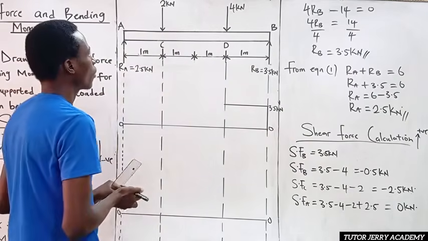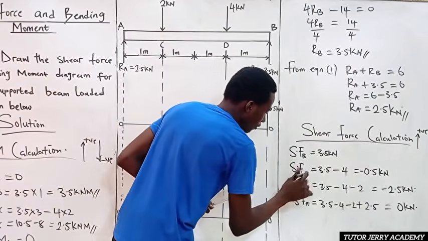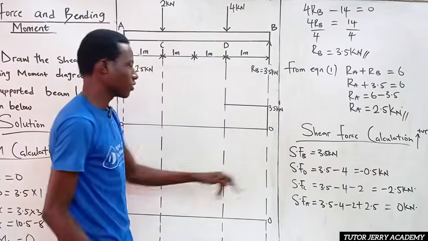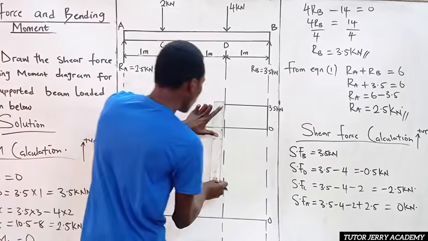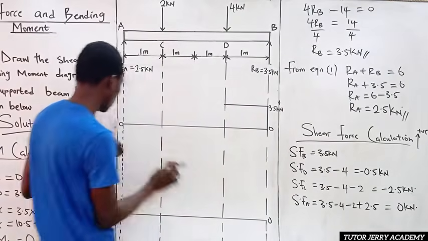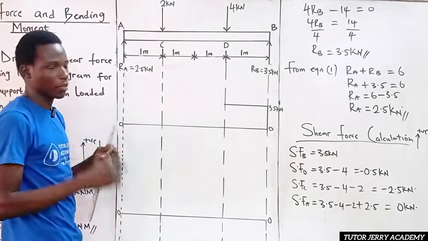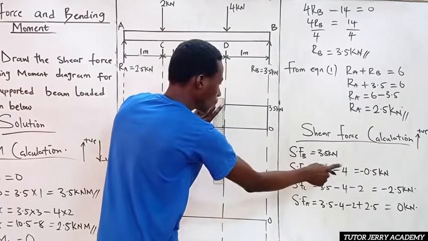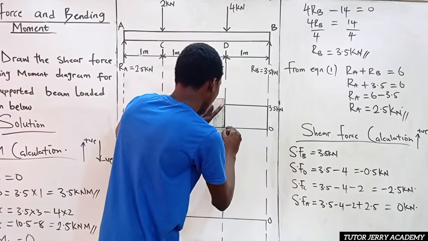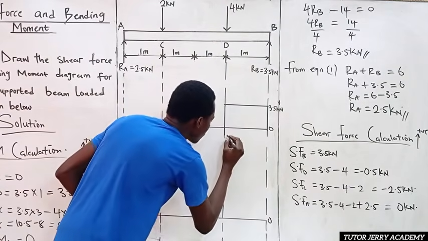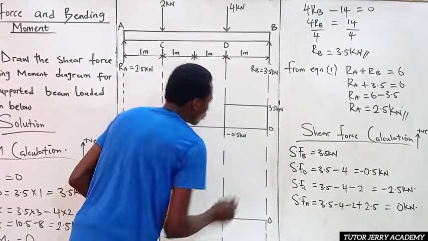Now at point D, sorry, this is D, not B. At point D, we have our shear force to be nothing but minus 0.5 kilonewton. So it is going to go downwards. Don't forget, I told you that this is 0, so anything below this line is negative, and anything above this line is positive. So we are going downwards, minus 0.5. I'm going to take this point as our negative 0.5 kilonewton. So this is what we have.